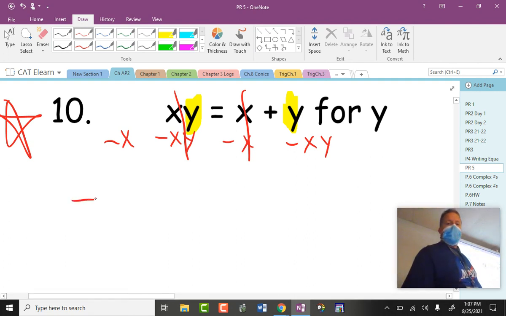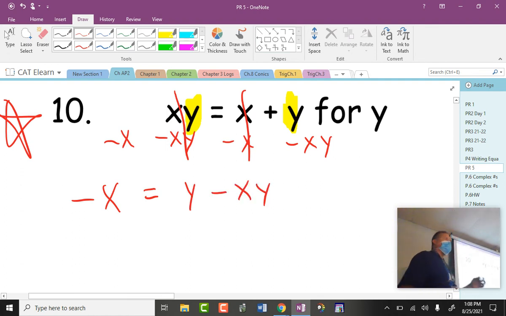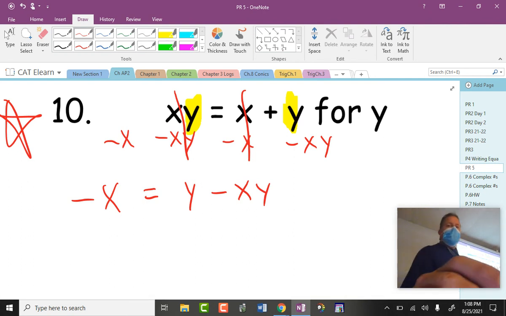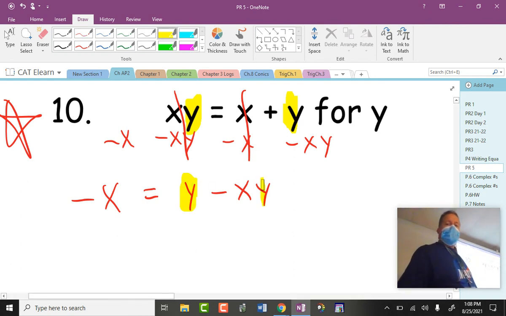So this ends up being negative x on this side. This ends up being, let's say, y minus xy. You could write negative xy plus y. I think that's what I wrote last year. At least what you've accomplished now is gotten these y's on the same side of the equal sign.